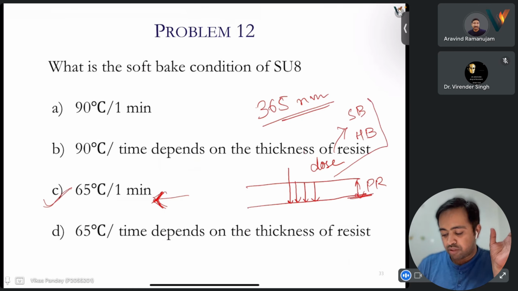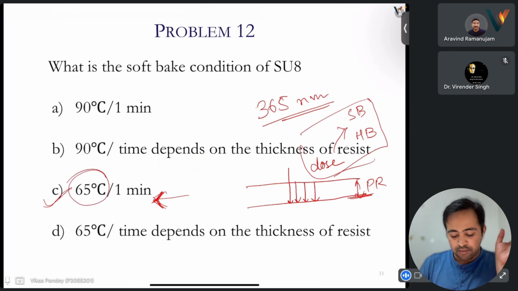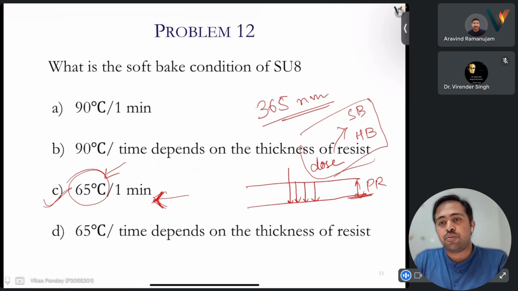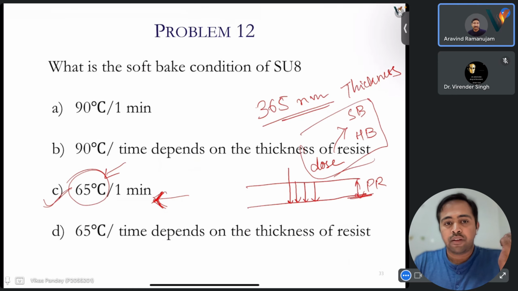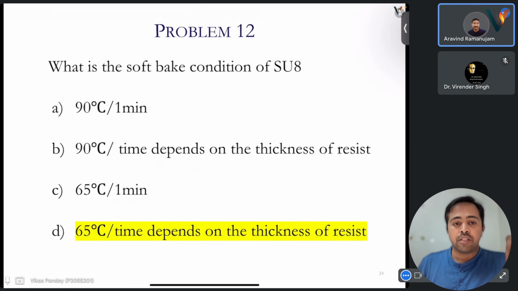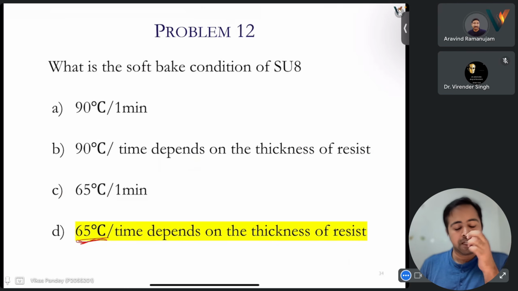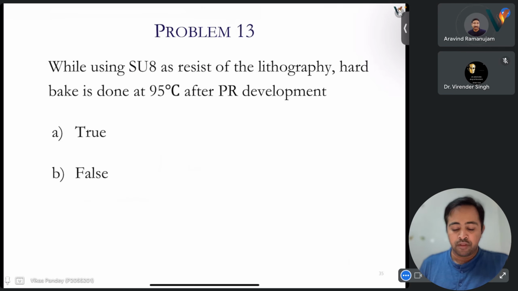So dose as well as soft bake time and hard bake time, these three depend on the time. I am not talking about the value. This is fine. For a specific resist, suppose you are using SU8, that is 65 degrees Celsius, fine, but for how much time, that will depend on the thickness. So it is time dependent, but temperature is fixed. At this temperature, for how much time?